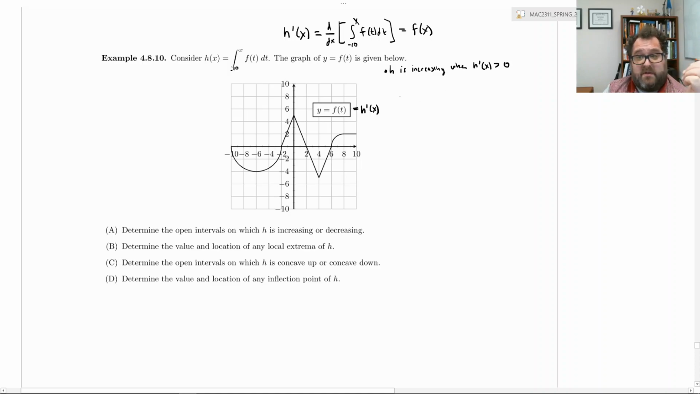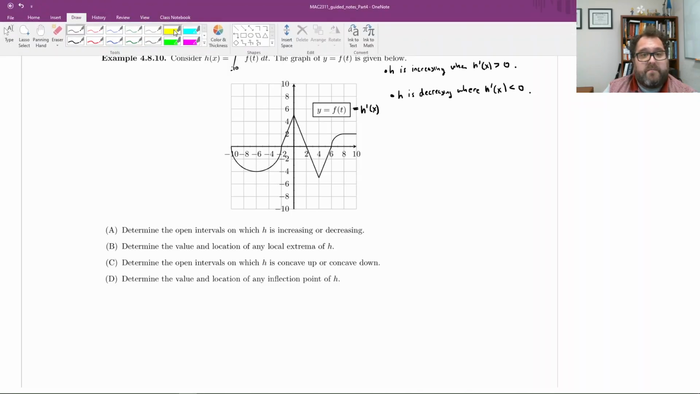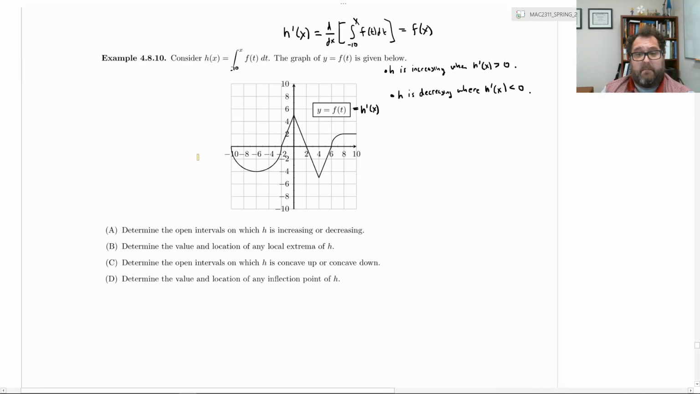So if this is the graph of h prime, where is it greater than 0? And then we can also ask ourselves the question, to find where it's decreasing, we know that h is decreasing where h prime, the derivative, is less than 0. And by less than 0 and greater than 0, we literally mean the graph is below the x-axis for less than 0, above the x-axis for greater than 0. So we can just read off the portions where the graph is above or below the x-axis.